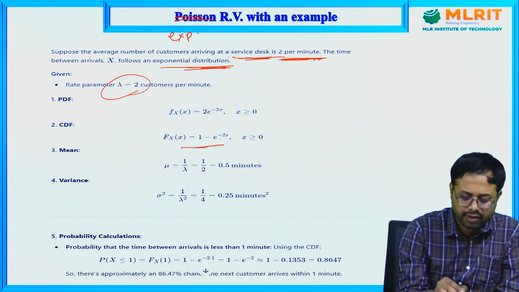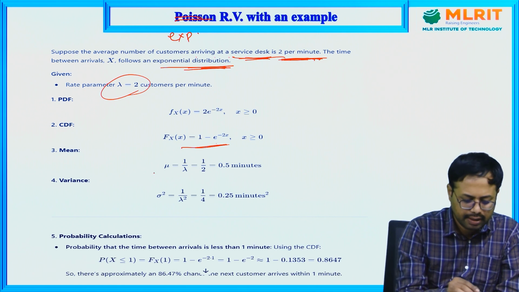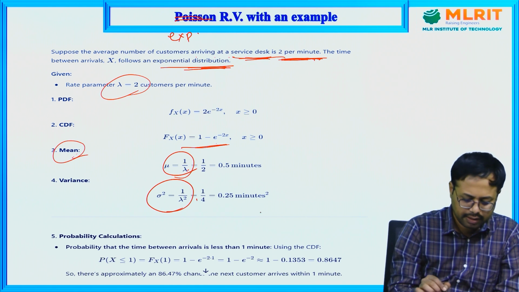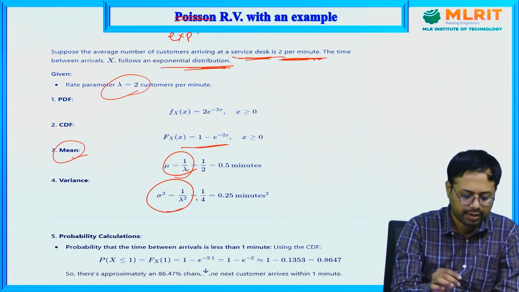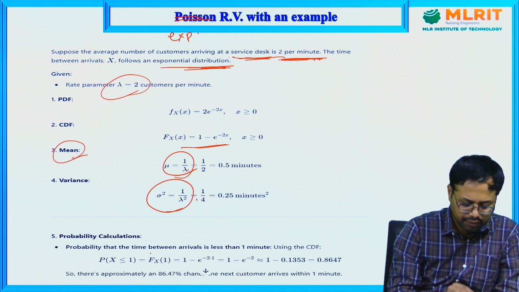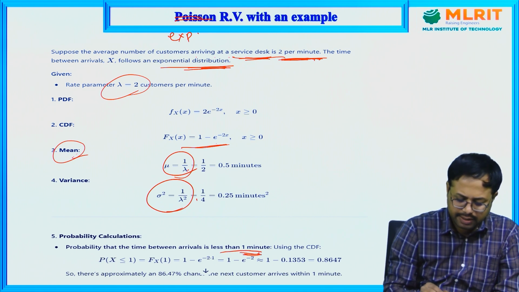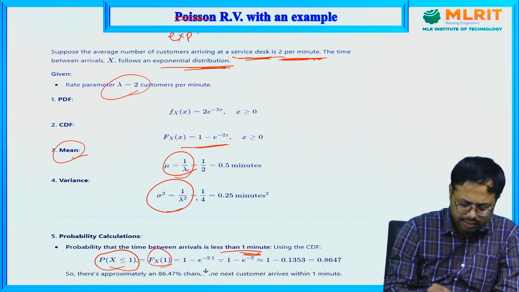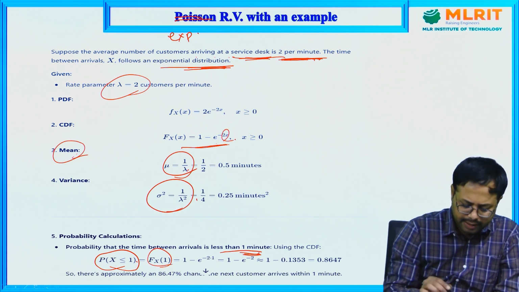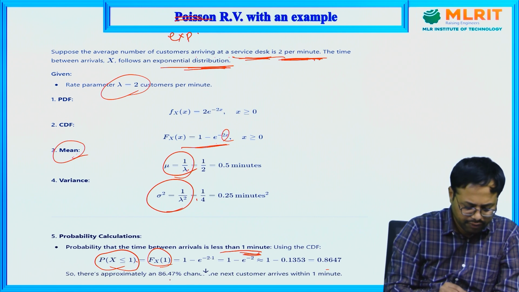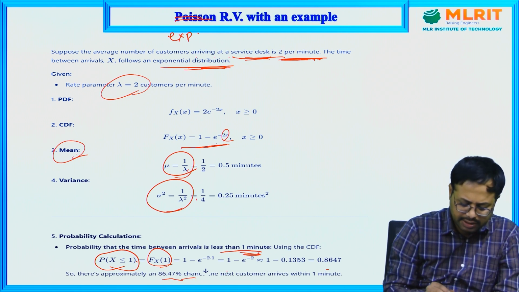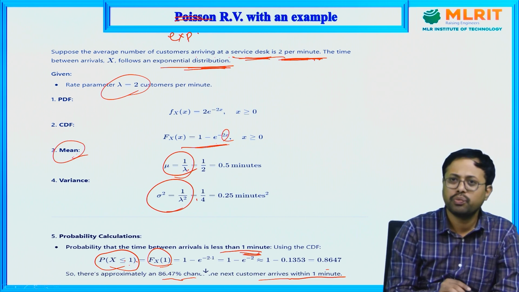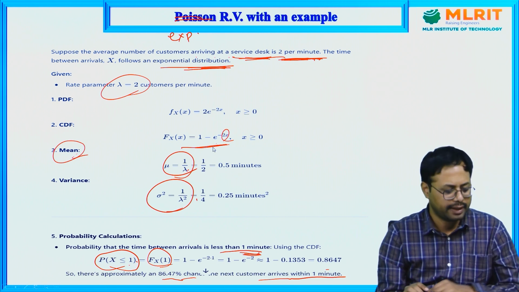This is the CDF, 1 minus e power minus 2x. Mean value is 1 by lambda. This is the variance value. These are the different parameters for the exponential. Next, time between arrivals less than 1 minute, if you require. This is the probability of x less than 1, F of 1, so substitute x equal to 1. Then you will get, for less than 1 minute, approximately an 86% chance that the next customer arrives within the minute. You can calculate less than 2 minutes as well, so just substitute the value in x.